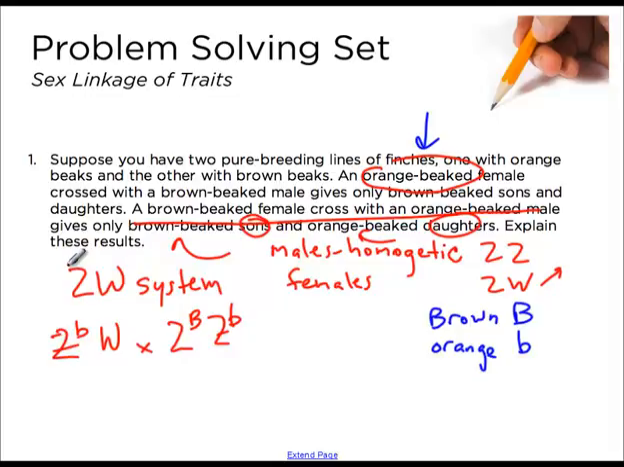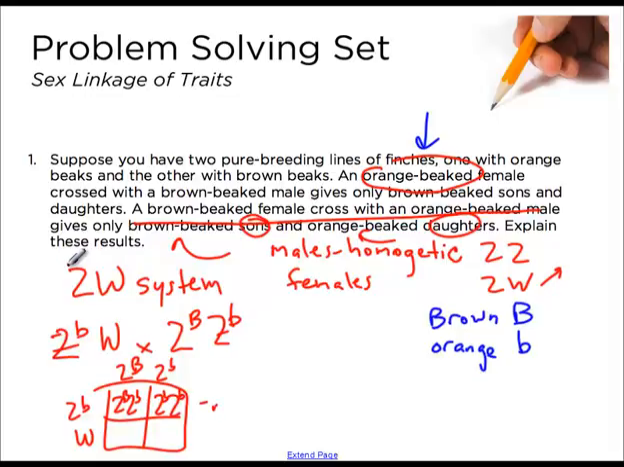If we do it this way, the female still makes what she makes. The male can make big B or little b, so it's going to get a little bit more complicated. And you can see right here that if this was the case, half the males would be orange and half of them would be brown.